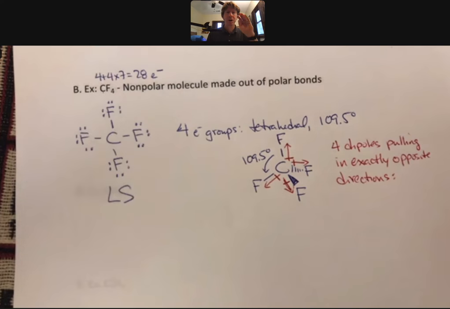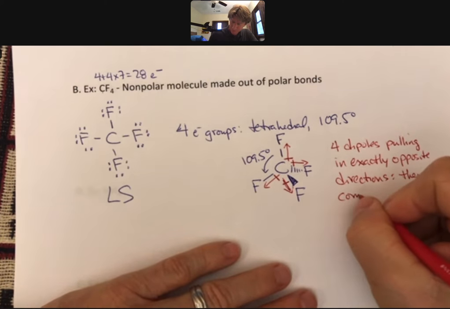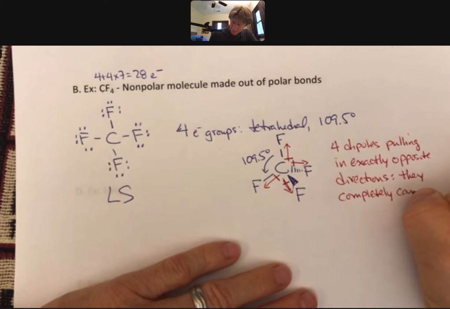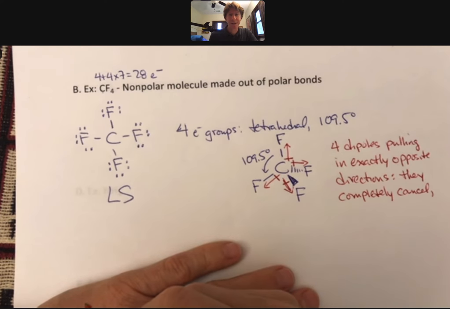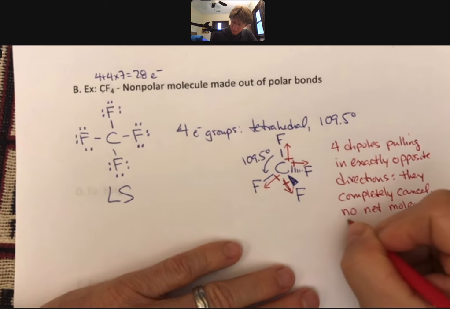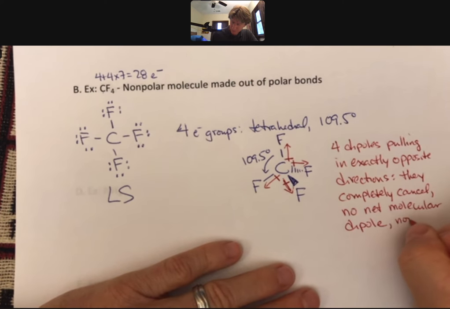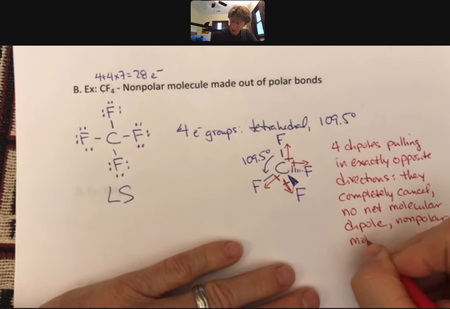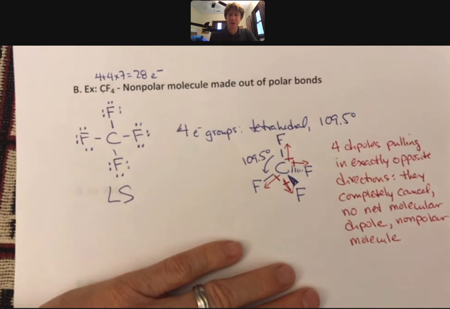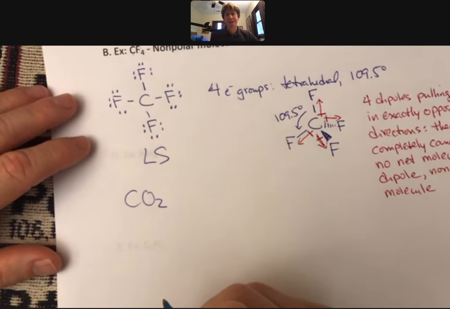And when you have all dipoles that are exactly the same, pulling in exactly opposite directions, they completely cancel. No net molecular dipole. This is a nonpolar molecule. And I know that's very hard to see with these arrows going in all directions. But let's talk about a slightly easier example to see. And that's going to be carbon dioxide.